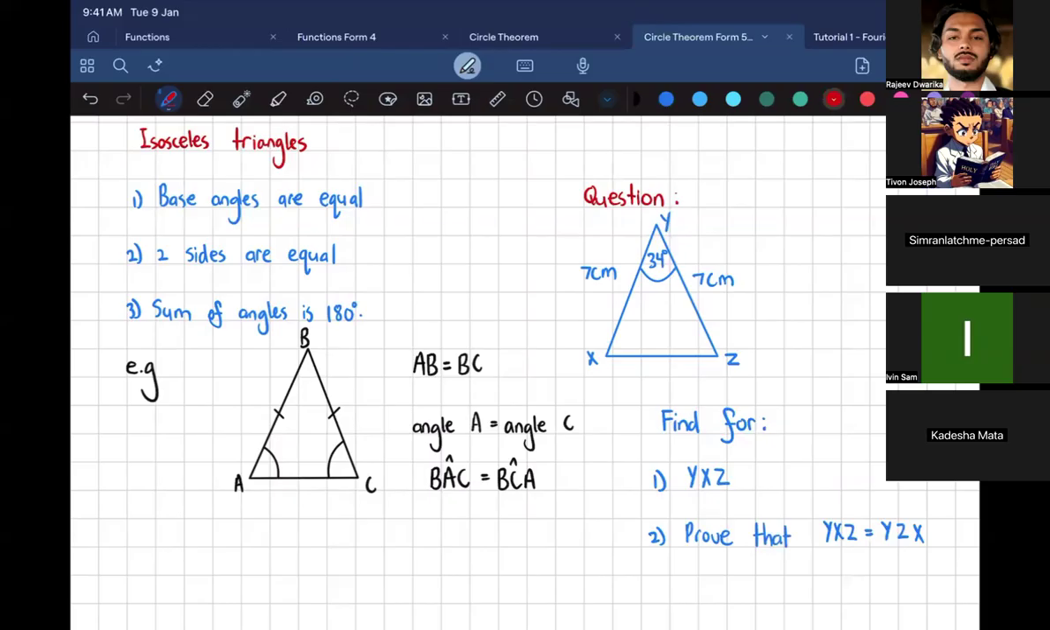So when you finish copying down the notes for isosceles, I'll wait to try that question.